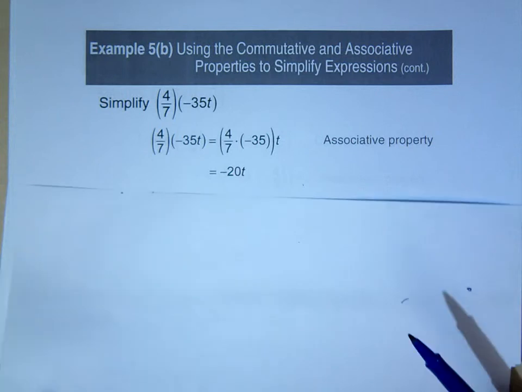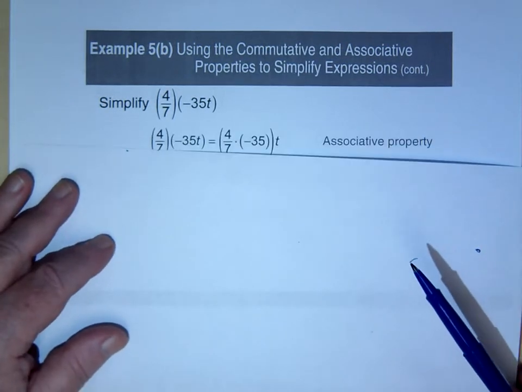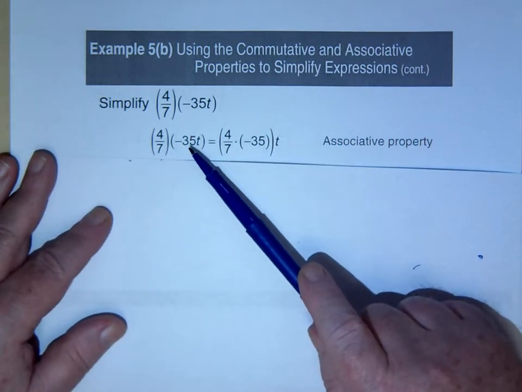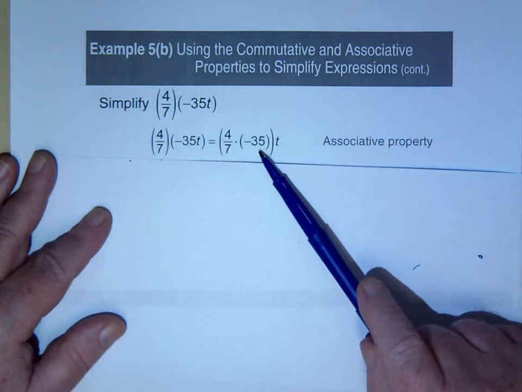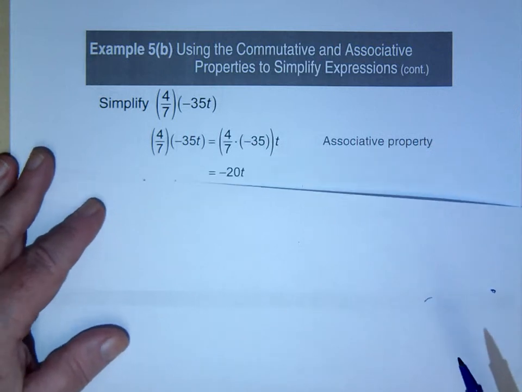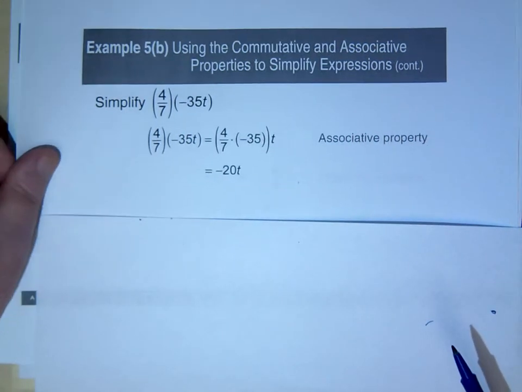Another example is this one. What we're going to do first is the associative property. That means that we will associate not the minus 35 times the t, but we will associate the minus 35 times the 4 over 7. We'll cancel the 7 factor and get minus 20 as an answer to that problem.